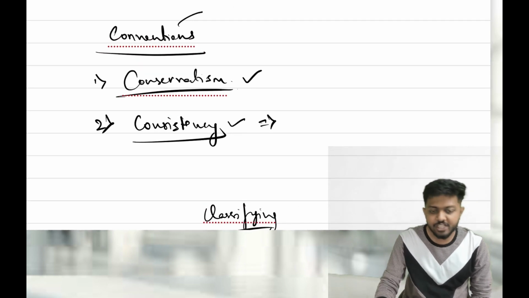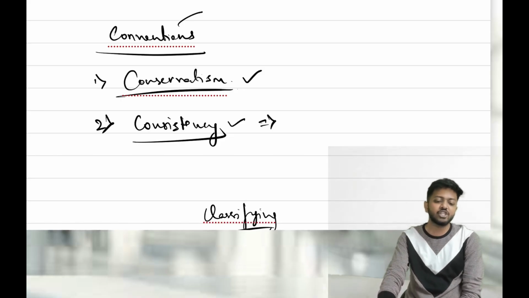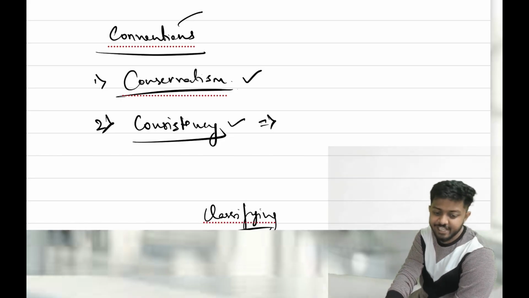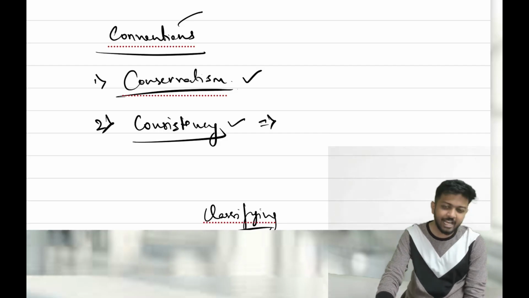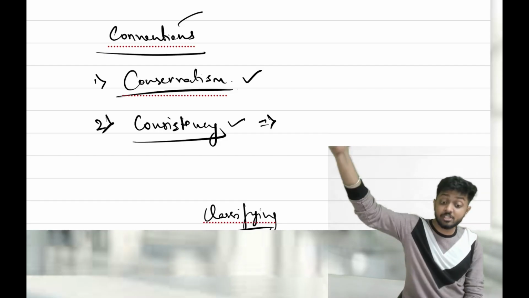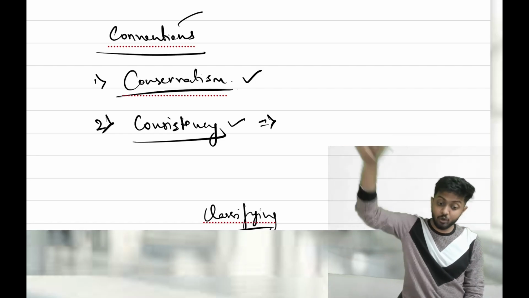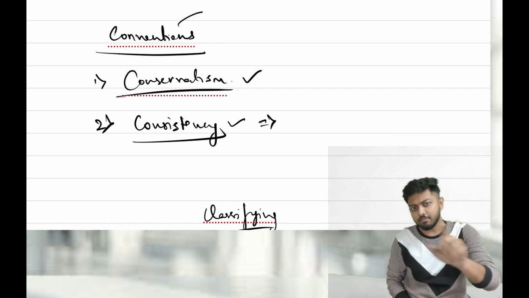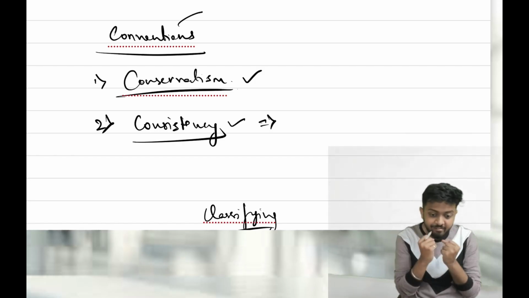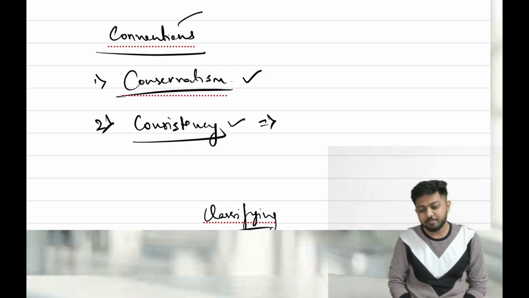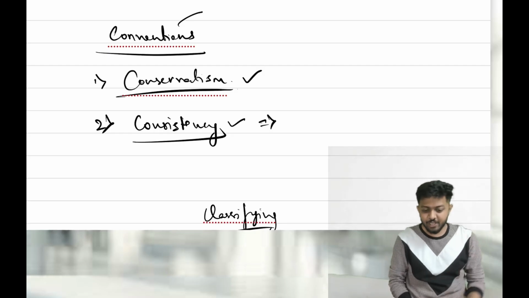Okay, what are conventions? The first one is the convention of conservatism. What is conservatism? The conservatism convention is telling us that if there is any foreseeable loss, book it today only. If there is any foreseeable loss in the future, book it today only. But if there is any foreseeable income, then don't book it. Be conservative while you are doing your accounting. So you understand the intention, no?